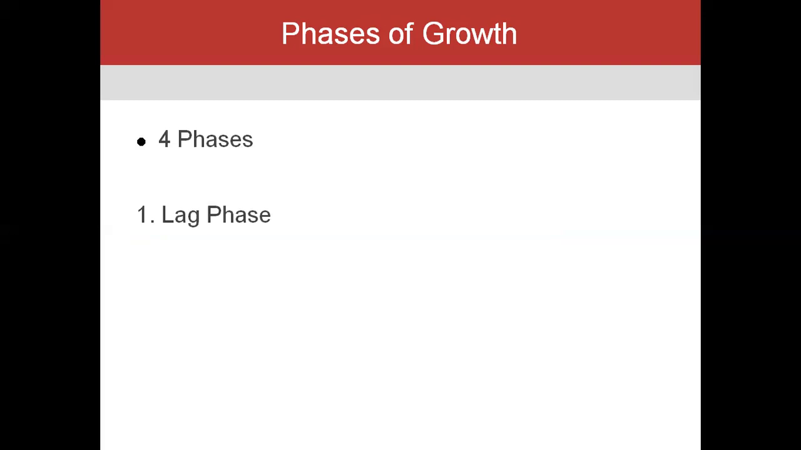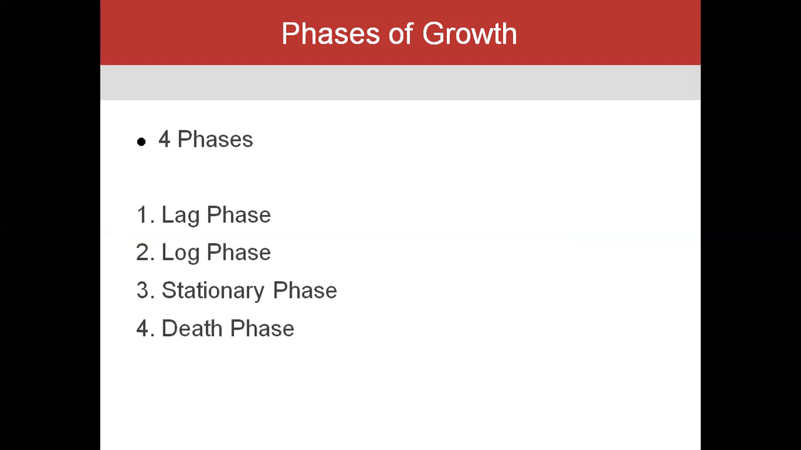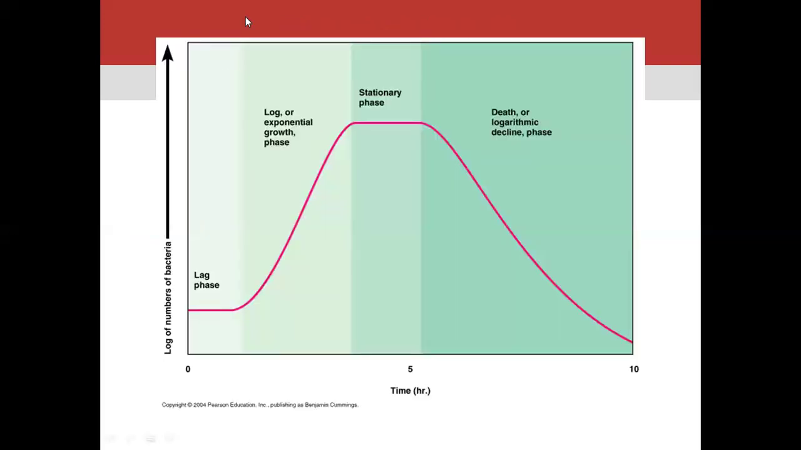The first one is lag phase, second one log phase, third one stationary phase, fourth one death or decline phase. So in this picture you can see, here we have taken the time on the x-axis and the number of bacterial cells on the y-axis, so that we'll get the bacterial growth curve. We'll discuss one by one.